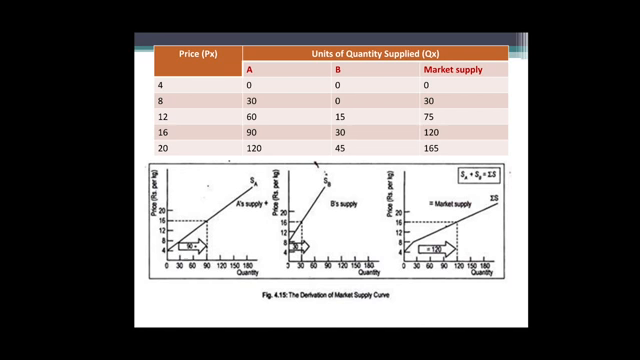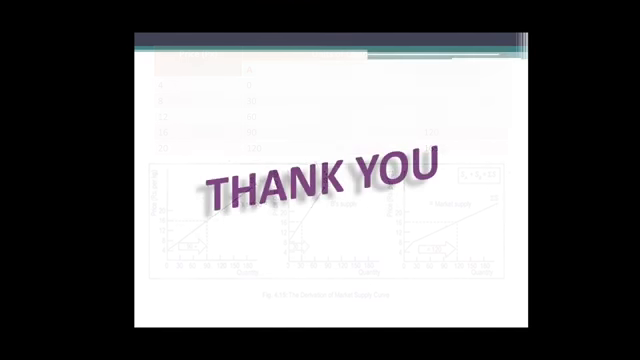It would be obtained by plotting the information contained in column first and column fourth of the table. SA is the supply curve of producer A and SB is the supply curve of producer B, and summation of S, which is equal to SA plus SB, is the market supply curve. Market supply curve, like individual supply curve, is upward sloping from left to right, indicating the positive relationship between price and quantity supplied. Thank you.